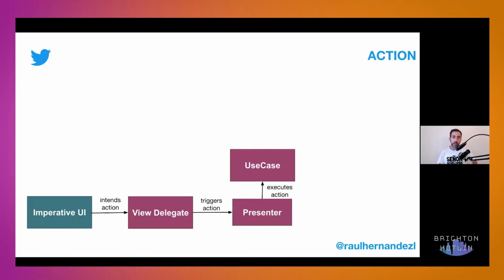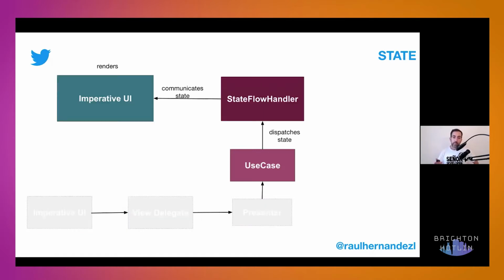Right? If we are thinking of creating those into classes, for instance, I just started from my imperative UI, intending an action, so triggering the view delegate, that is a delegate of the view, triggering those actions to the presenter, which is executing the use case. Let's assume the use case gets the proper data from the data layers. Then we dispatch this state, once the use case is handling and modeling this state for the UI. And then the stateful handler is communicating the state to the imperative UI, and then rendering this into the imperative UI. That's the first step.